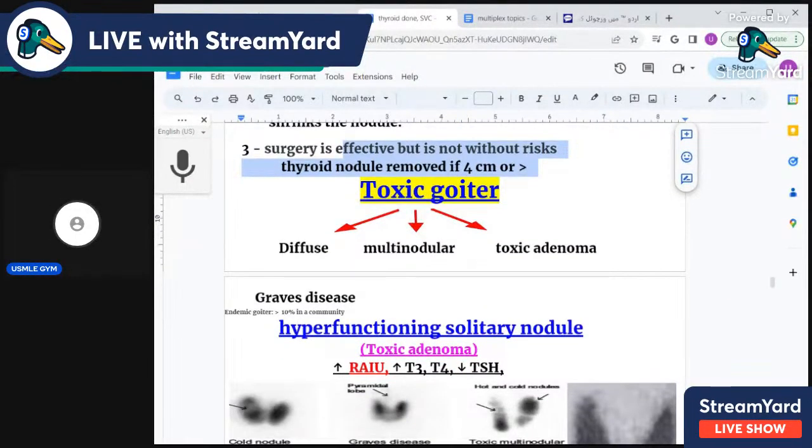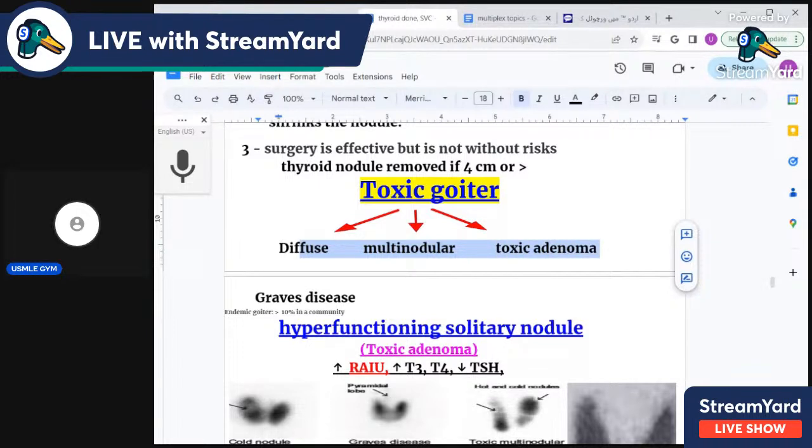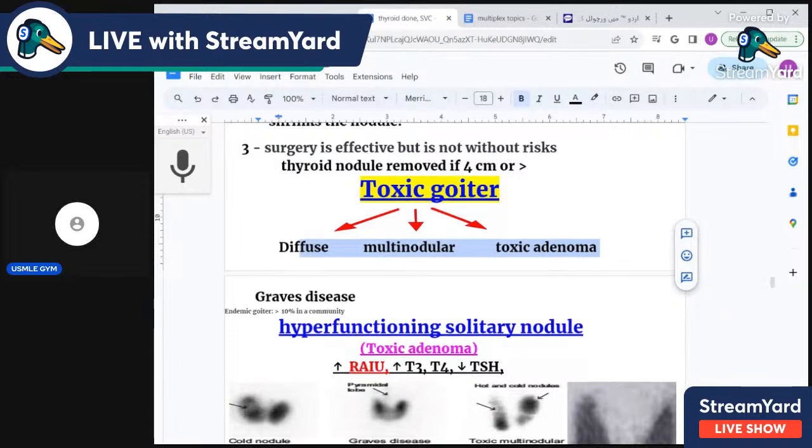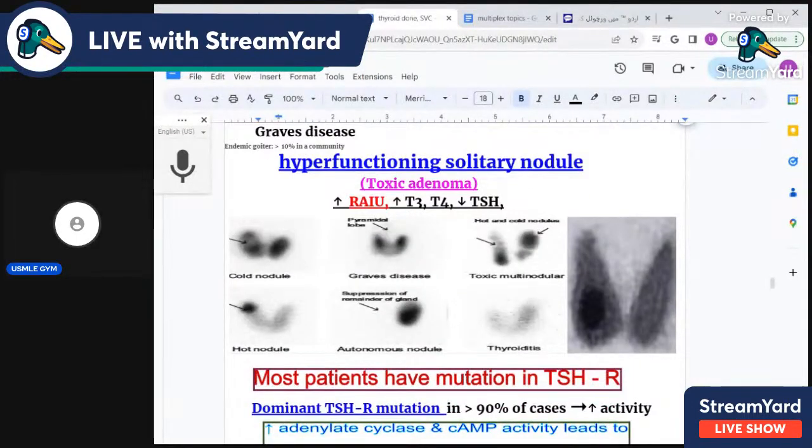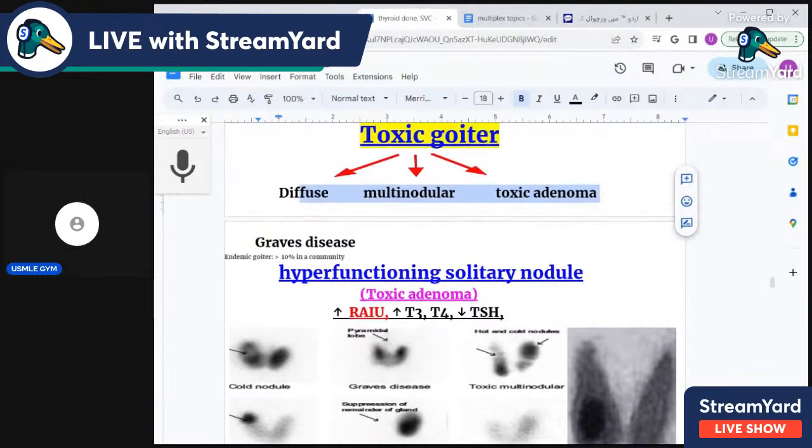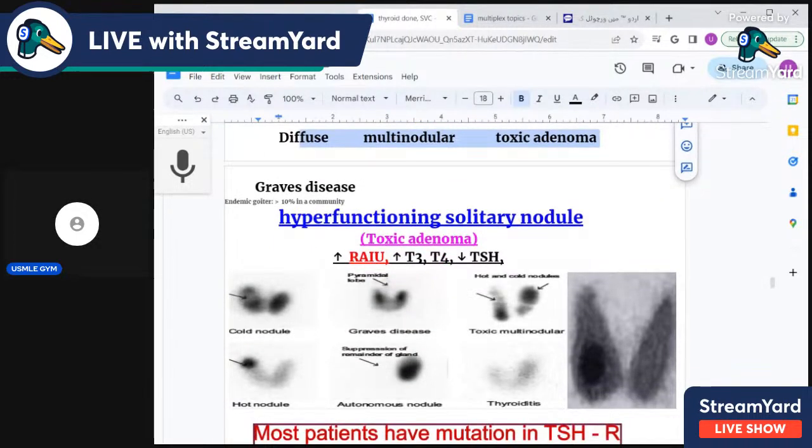Now, the toxic goiter. Again, toxic goiter may be diffuse, multinodular, or a single solitary toxic adenoma. An example of diffuse toxic goiter is Graves' disease. Let's discuss the hyperfunctioning solitary nodule. This one is a hot nodule. We already discussed the solitary cold nodule. Now we discuss the solitary hot nodule or toxic adenoma.